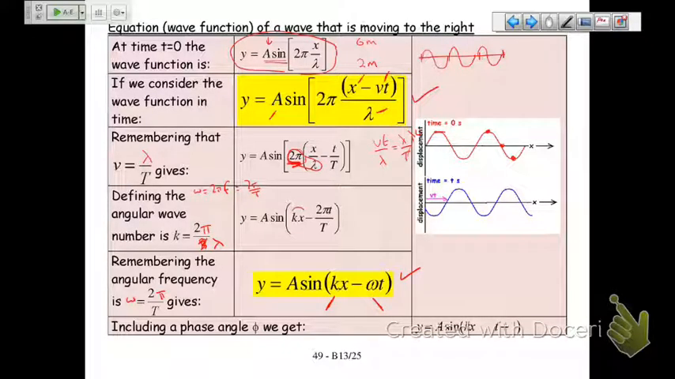Yes? Is y still in meters? Oh, yeah, all your lengths are going to be meters, SI units. And it's a good point. You can figure that out, you can look and say, well, omega is... sorry. So you can figure that out, but yes.